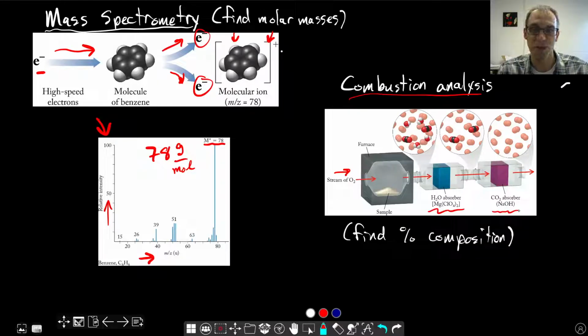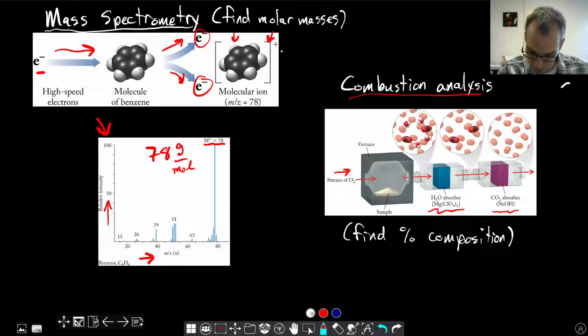Now, this is really useful for carbon and hydrogen and anything else that combusts to a specific thing. Sulfur combusts to sulfur dioxide, you can capture that as well. But other elements are not represented. So this doesn't work for absolutely everything, but a lot of the molecules we care about are composed mostly of carbon and hydrogen and oxygen, and so this works for a large number of molecules. And so this is a way that we can get these percent compositions in the first place.